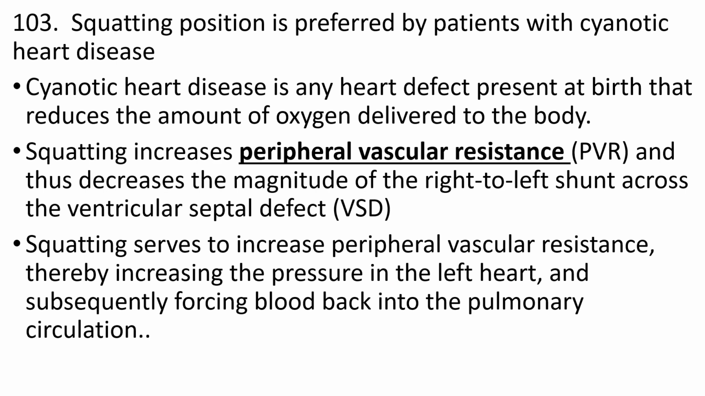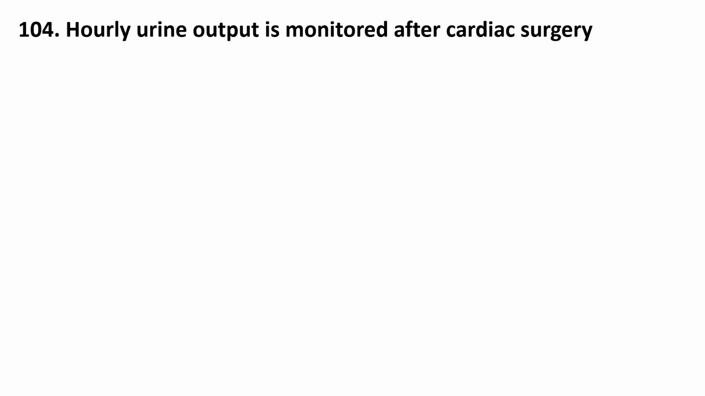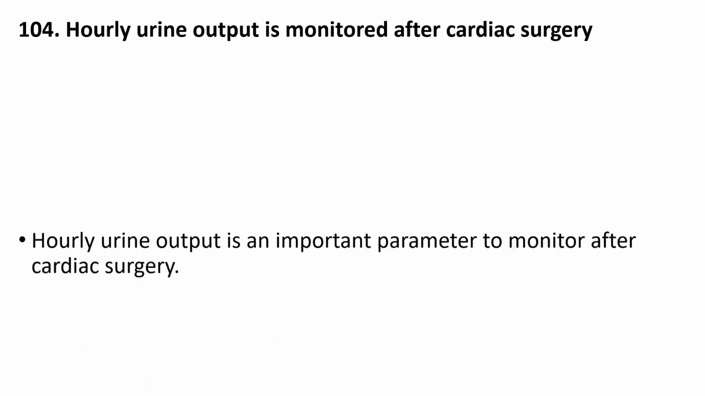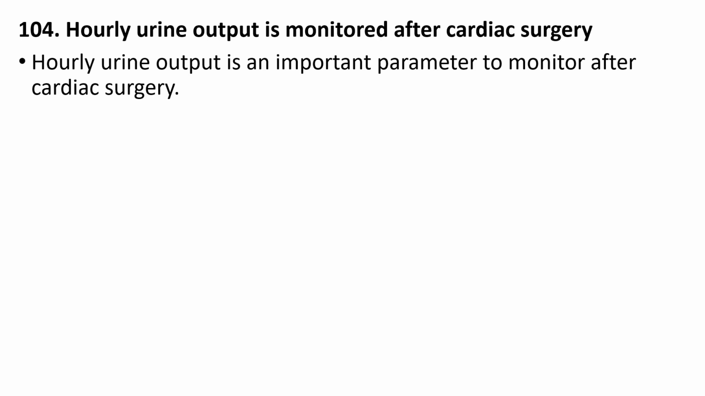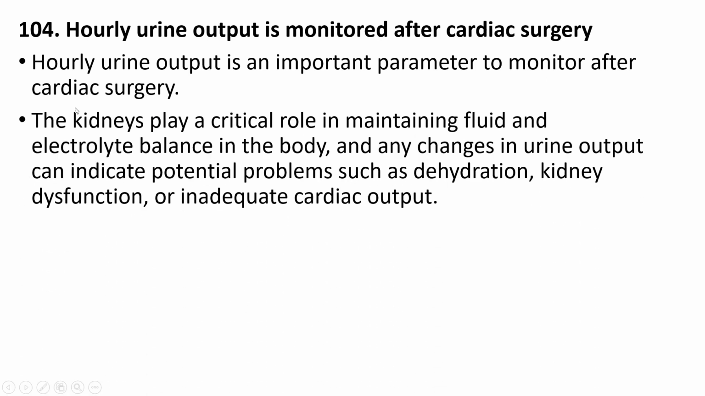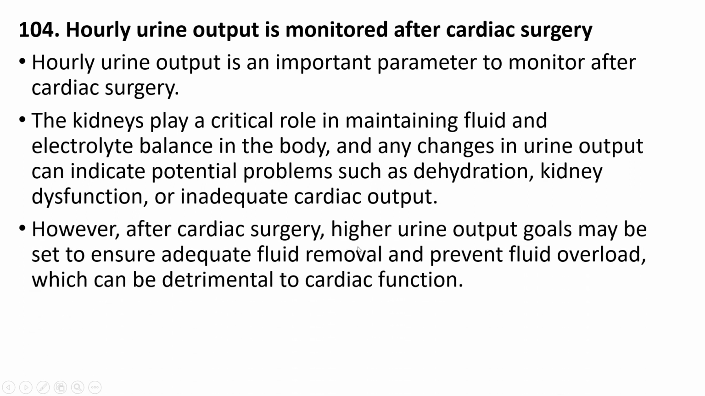Hourly urine output is monitored after cardiac surgery. Why? Hourly urine output is an important parameter to monitor after cardiac surgery because the kidneys play a critical role in maintaining fluid and electrolyte balance in the body, and any change in urine output can indicate potential problems such as dehydration, kidney dysfunction, or inadequate cardiac output. However, after cardiac surgery, higher urine output goals may be set to ensure adequate fluid removal and prevent fluid overload, which can be detrimental to cardiac function.